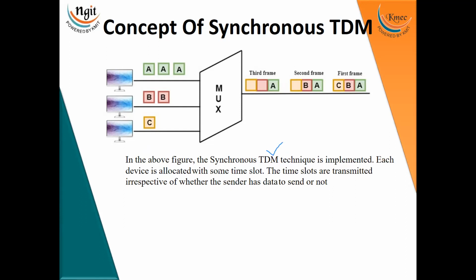Each device is allotted its time slot. The time slots are transmitted irrespective of whether the sender has data to send or not. You just see here, this time slot is empty, and here also it is empty. Whether it is empty or not, the slot is going to be given to each and every frame.